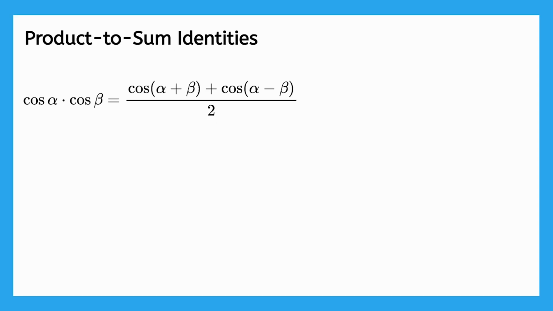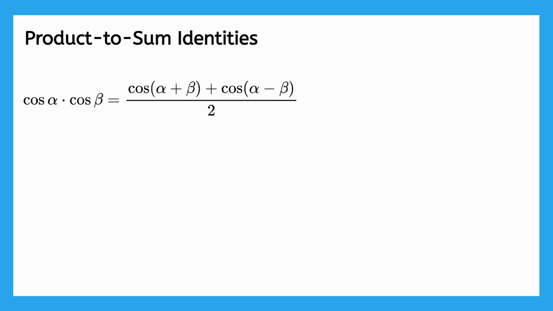Our first new set of identities are the product to sum identities, and here is one of them. The product to sum identities are aptly named since they help us rewrite a product like cosine of alpha times cosine of beta as a sum of terms instead. Just like the power-reducing identities, the product to sum identities are useful in calculus, especially when integrating.